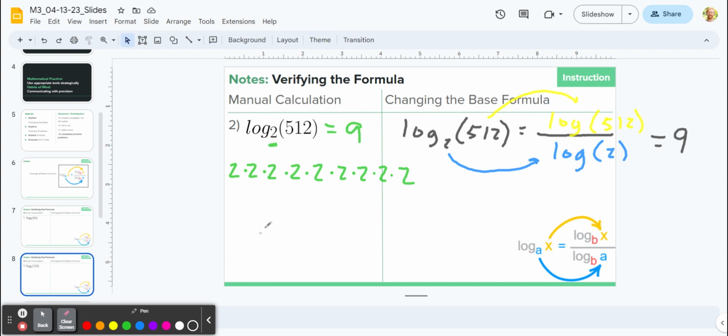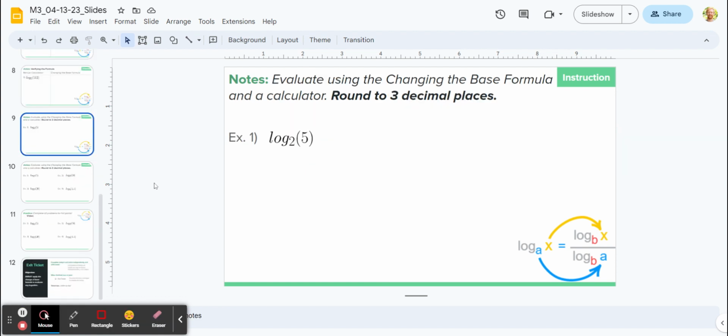So again, the value here is by using a base of 10. Base 10 is the big thing we want to use here because we can use our calculator when that happens. So we can start applying this to logarithms of any type.